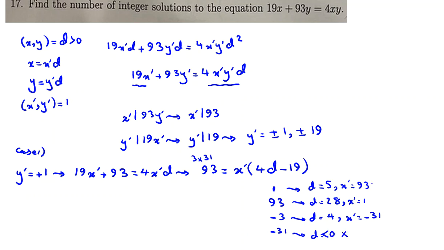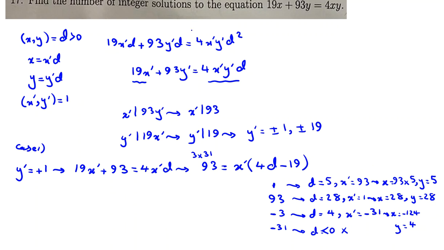So let's find x and y for each of them. In this case, x is 93 times 5, and y will be y'd, 1 times 5, 5. For this case, x is 28 and y also will be 28. For this case, x will be negative 31 times 4, it will be negative 124, and y will be y'd, which will be 4. And we have these 3 cases for this one.